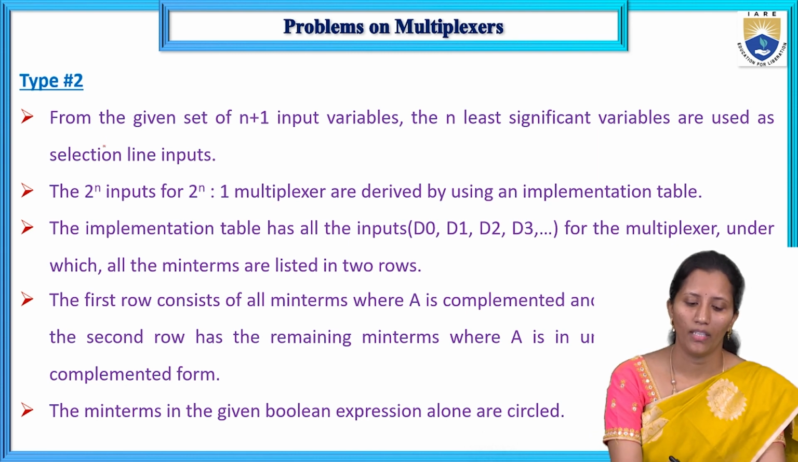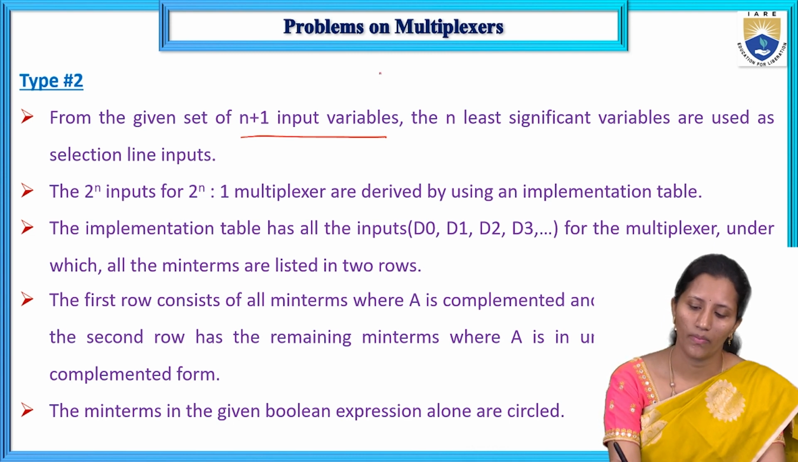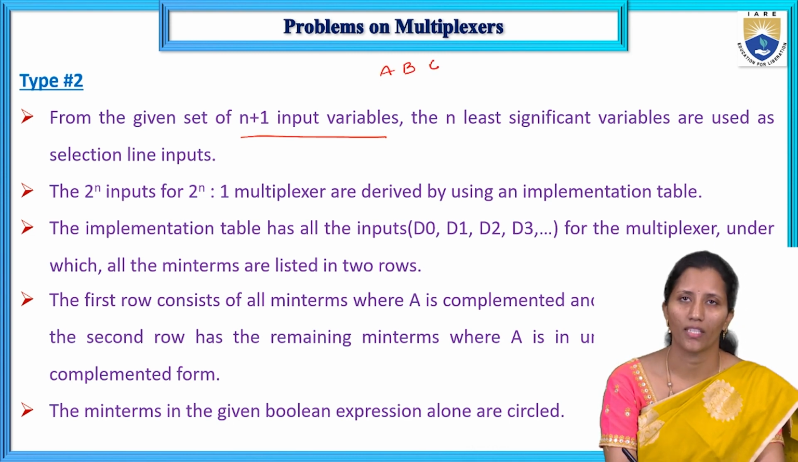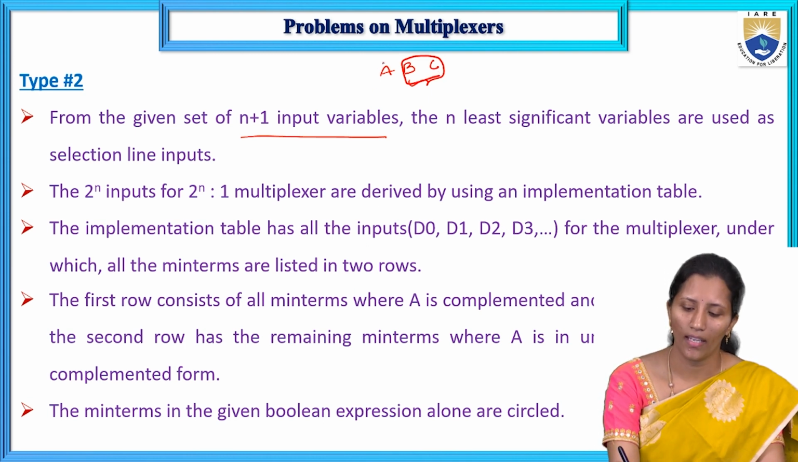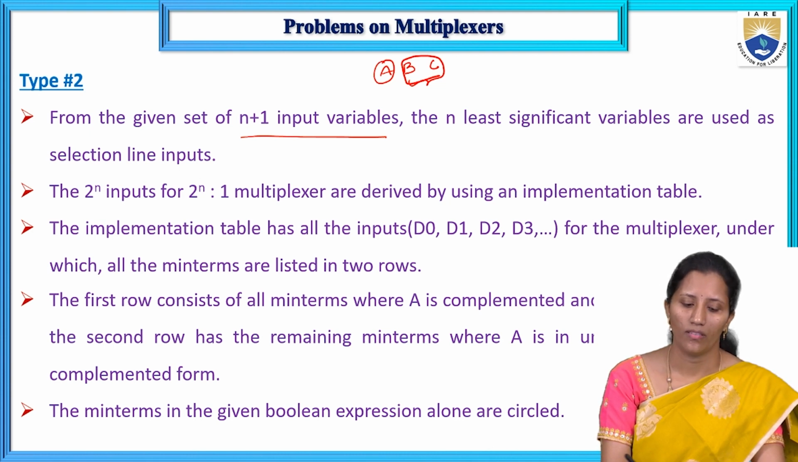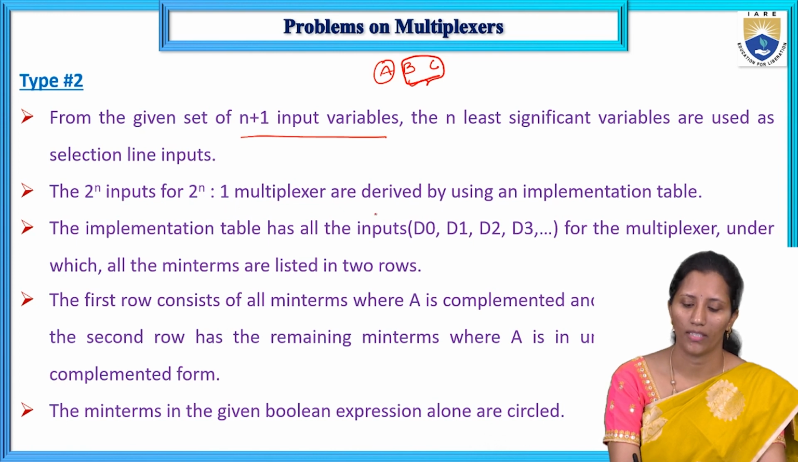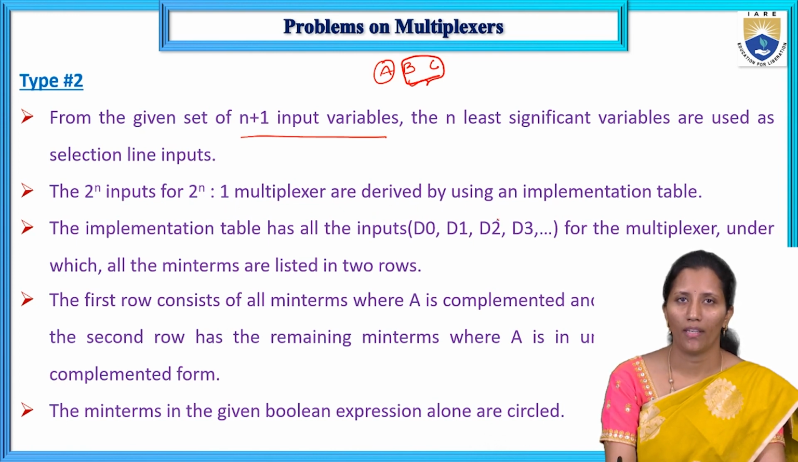In type 2, from the given set of n plus 1 input variables, the n least significant variables are used as selection line inputs. So suppose we have A, B, C as input variables. Here B and C are used as selection lines, and A is used for the input line. For the 2 power n inputs, each 1 multiplexer is solved by using an implementation table.